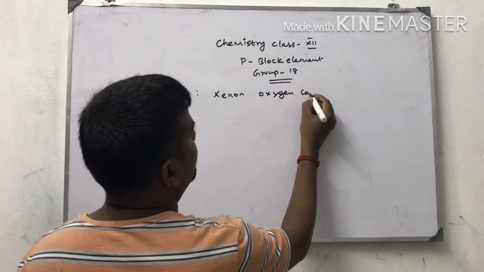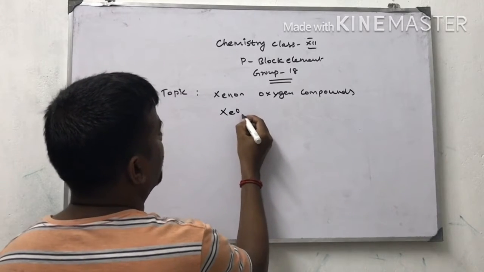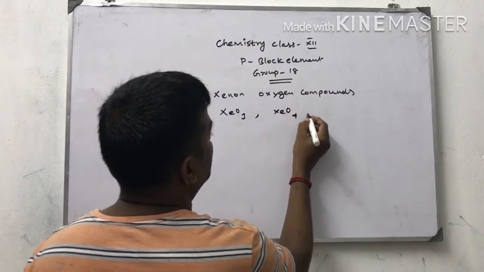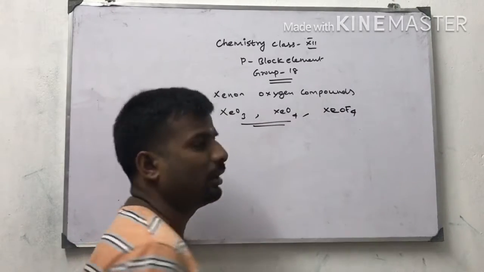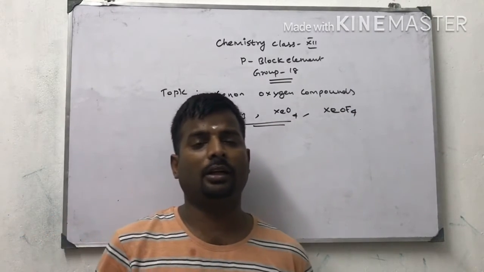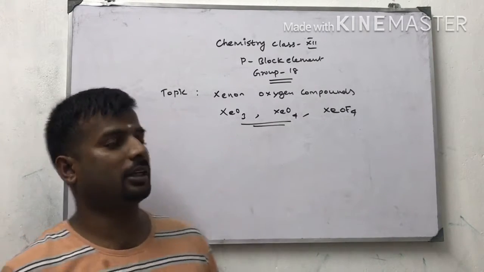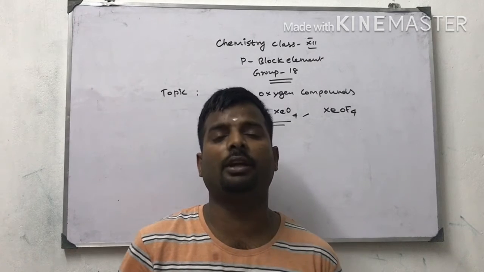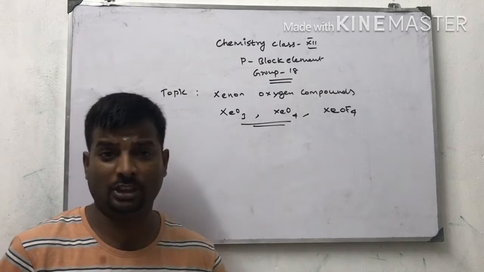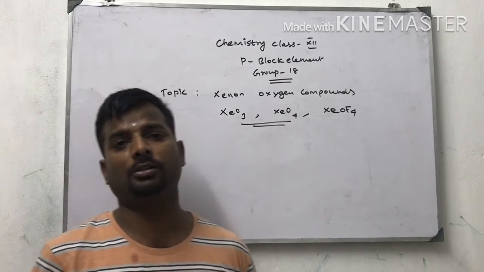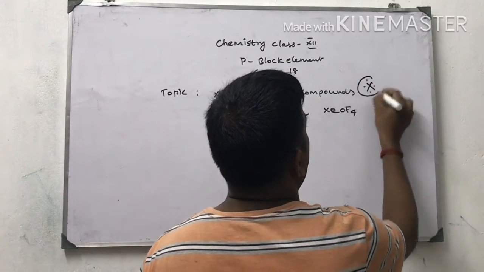In the xenon oxygen compounds, we have xenon trioxide, xenon tetraoxide, and xenon oxyfluoride. These three compounds we are going to discuss today. Along with xenon tetrafluoride, xenon hexafluoride, and xenon difluoride, these six compounds are very important. In the CBSE board they may ask a 1 mark or 2 mark question based on this topic. So give importance to this topic.